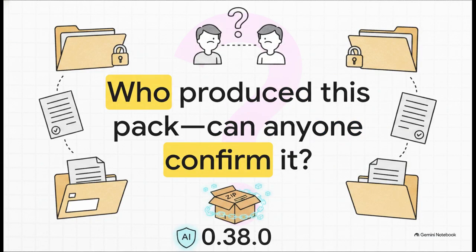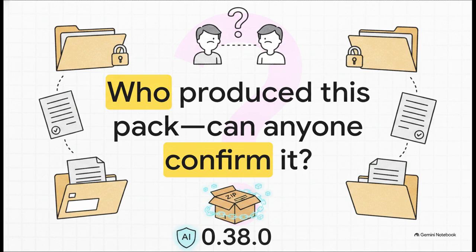Then the trap finally snaps shut with the unanswerable third question, the one that leaves most tooling fully exposed during an evaluation. They ask, who produced this pack, and can anyone besides your vendor confirm it? This is the core problem NSAuditor AI Enterprise 0.38.0 was built to solve. Think about it. If you hand over a zip file of PDFs, how does the auditor actually know it wasn't edited? How do they know it wasn't generated by a compromised machine?